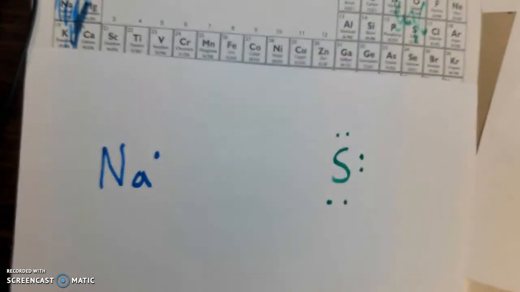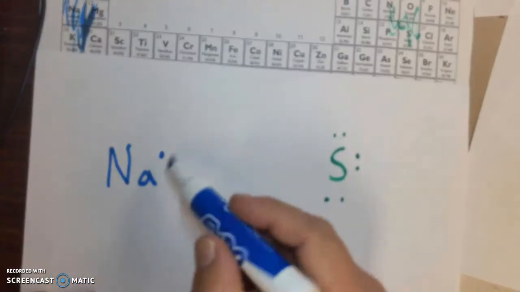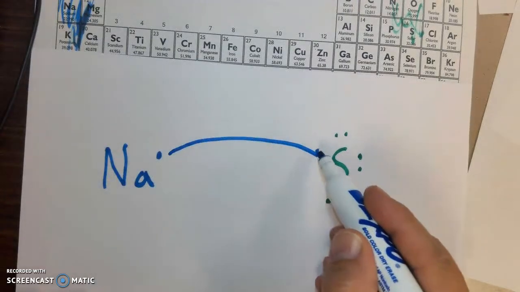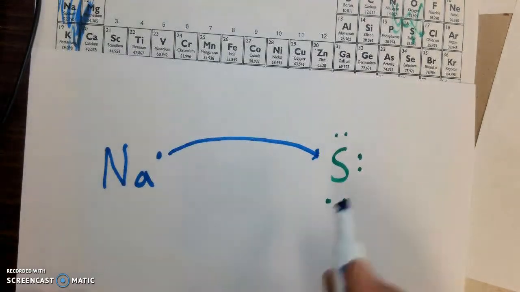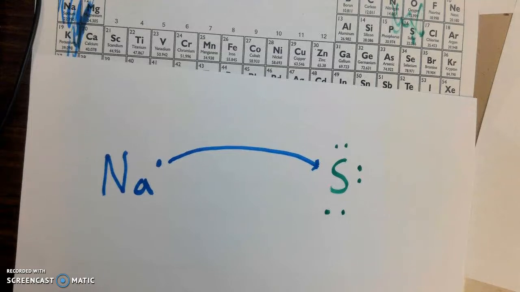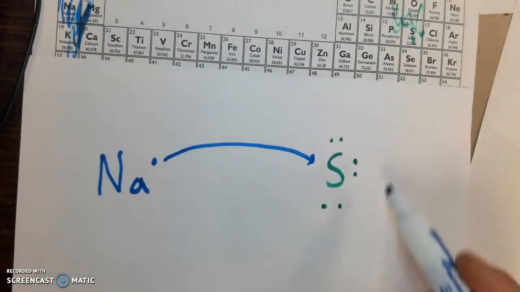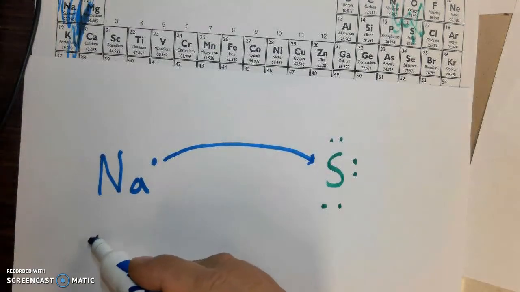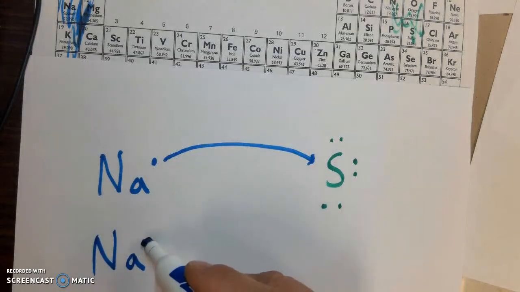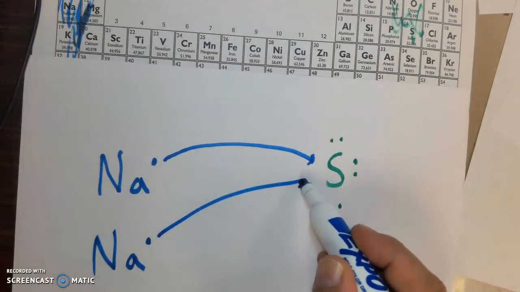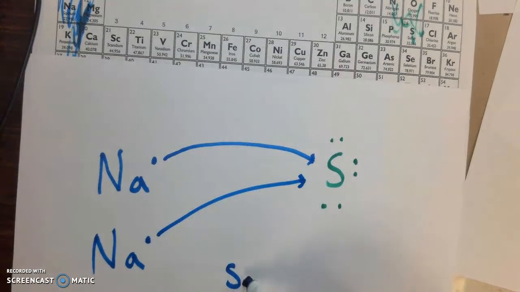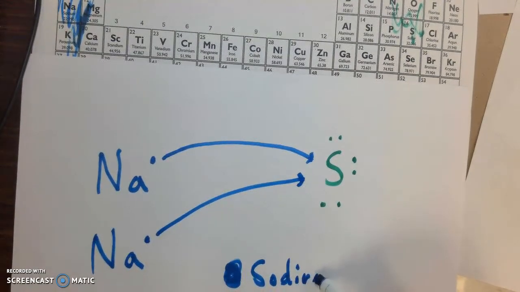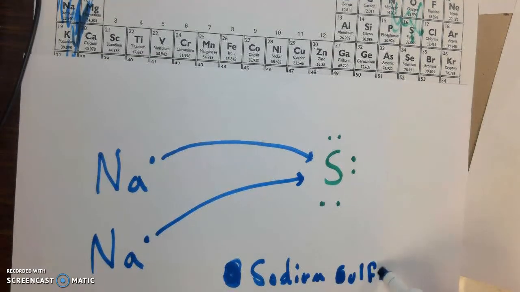So, the same thing's going to happen. This metal is going to lose an electron to this nonmetal. The problem is that doesn't satisfy the rule of octet. In order to satisfy the rule of octet and make 8 electrons, you're going to need that second sodium. Now, you can have sodium sulfide. It's poorly written, but you get the gist.